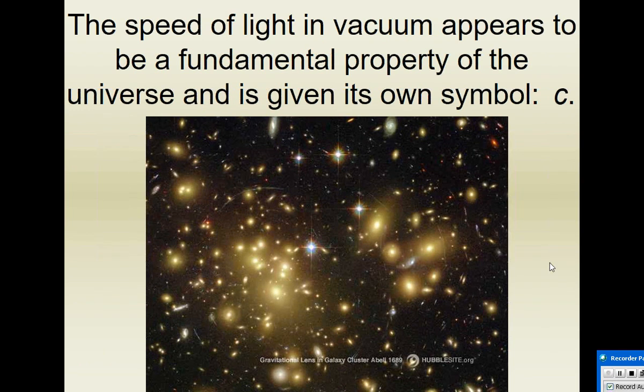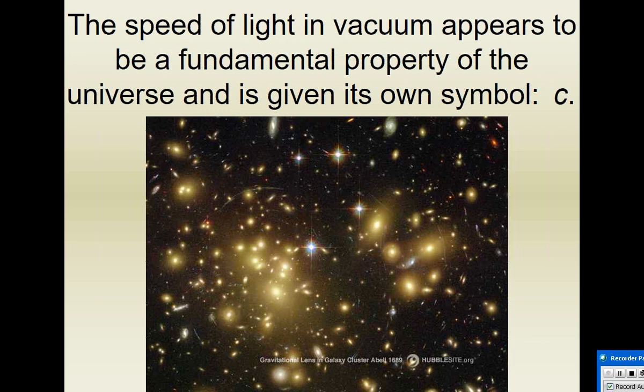The speed of light, as it turns out, seems to be a constant. Now, when we say a constant, we typically talk about the speed of light in vacuum. So in space, the speed of light is 2.9979 times 10 to the 8 meters per second. That's almost the distance from the Earth to the Moon in 1 second.